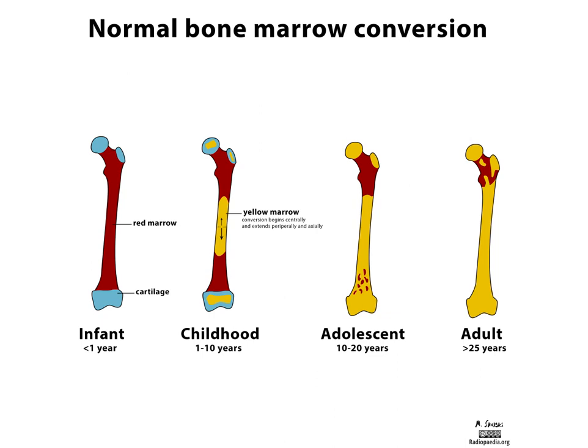Now, you need to know that there's different types of bone marrow, because when you look at bone marrow, depending on the age of your patient, you might see predominantly red or predominantly yellow or a mix of red and yellow marrow. So you can see here in this infant under 1 year of age, the medullary cavity is predominantly filled with red marrow. Now, during childhood, what we have is a conversion from red to yellow, and that conversion begins centrally and it extends peripherally and axially. You can see by the time we've gone through to be an adolescent and then finally an adult, the vast majority of our bone marrow is yellow.